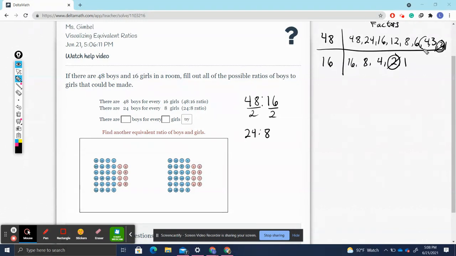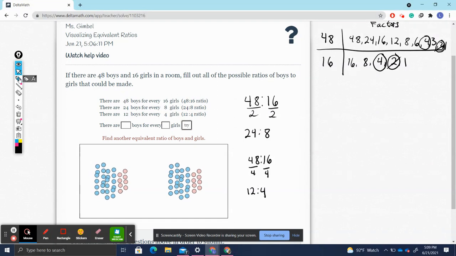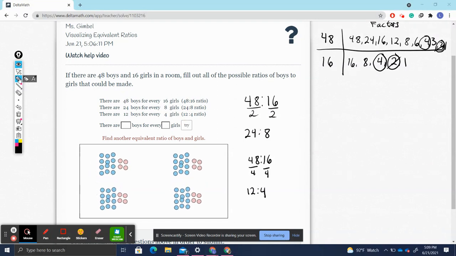The second common factor we have is 4, because 4 goes into 16 and 4 goes into 48. So I'm going to say 48 to 16, which is our original ratio, and I divide both sides by 4. This gives me 12 and 4. That's another equivalent ratio, 12 to 4. Now that we found our second equivalent ratio, let's cross out the 4.